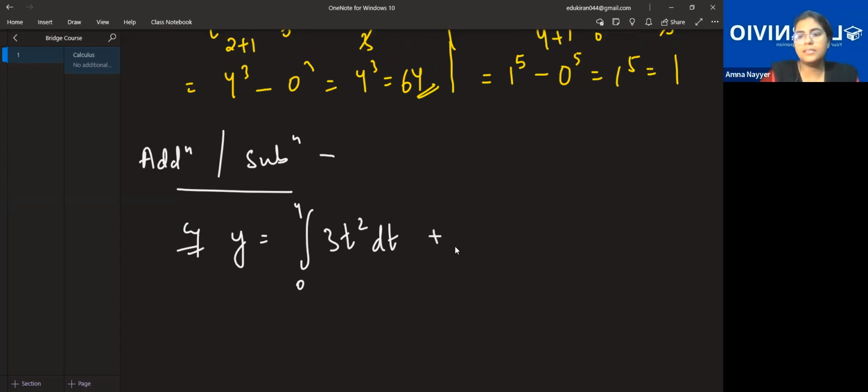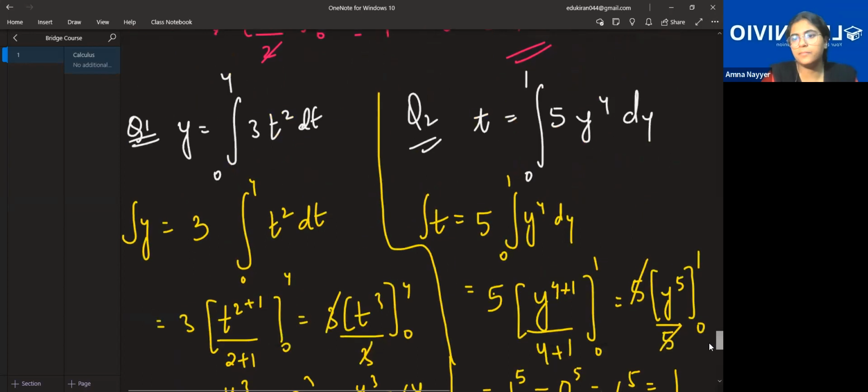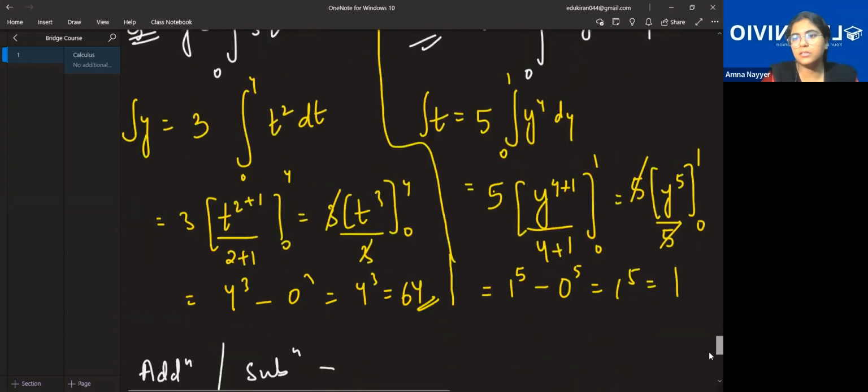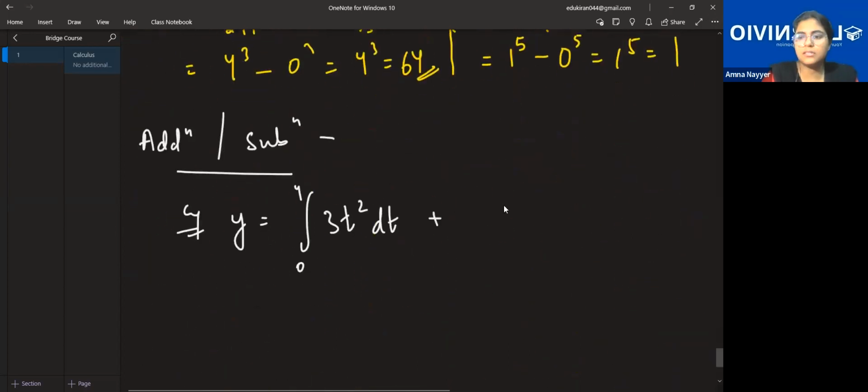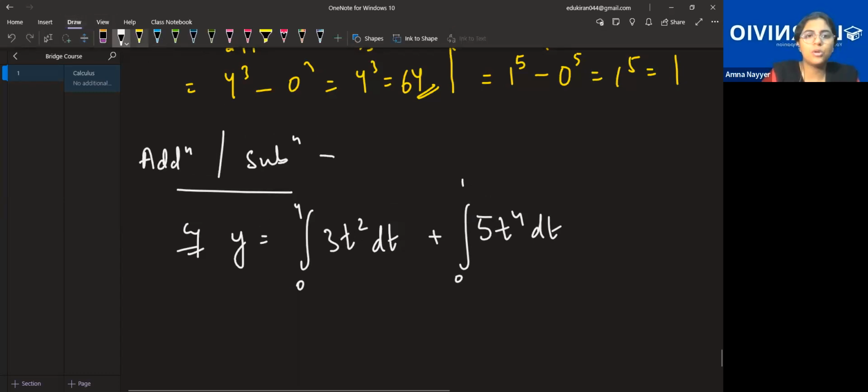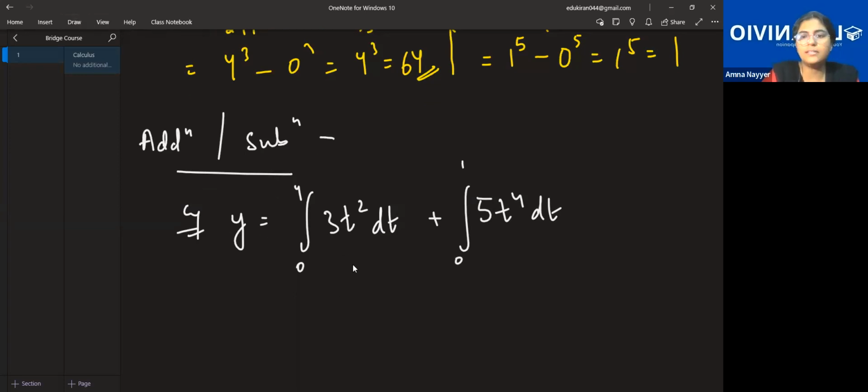Plus, now we'll be using the same variable. Here, I think I had taken t and y. So, let's write it as the integral of 5t to the power 4 dt, integrating it from 0 to 1. Fine. Now, you have solved this individually. You have obtained 64.